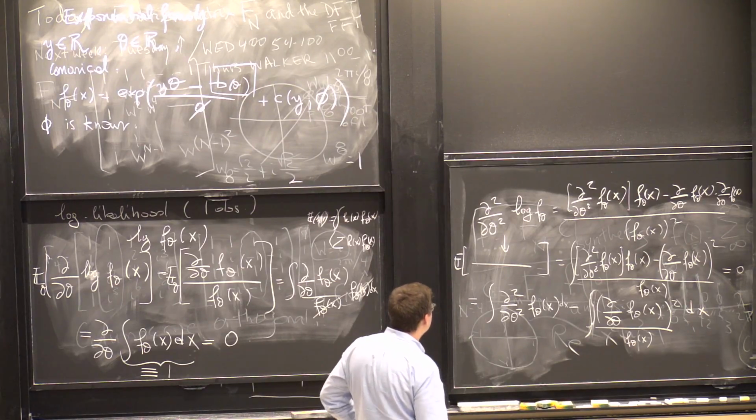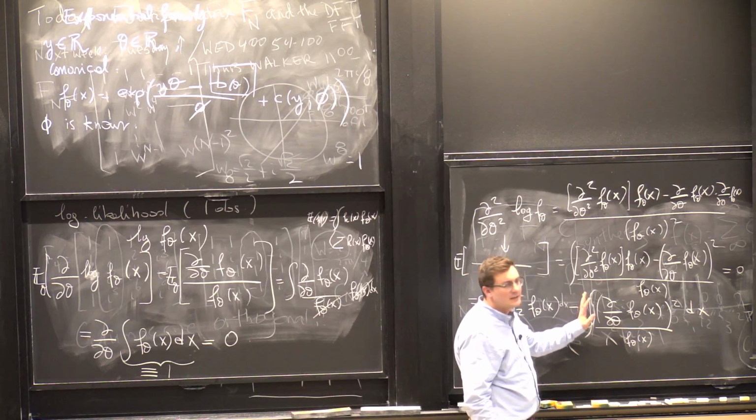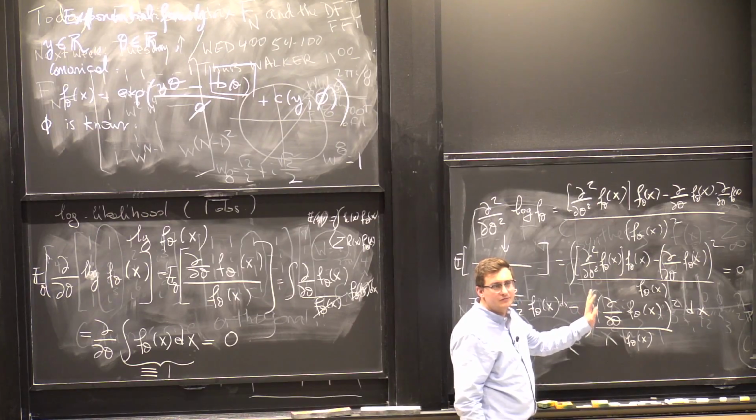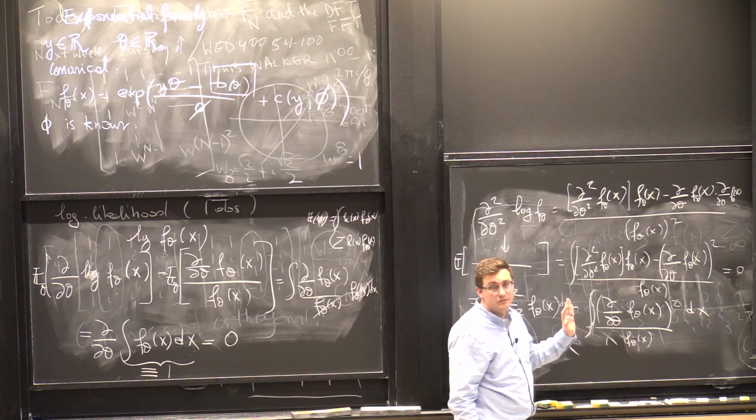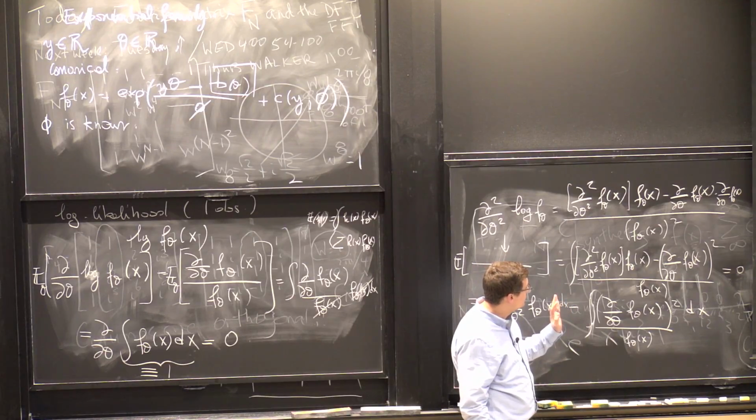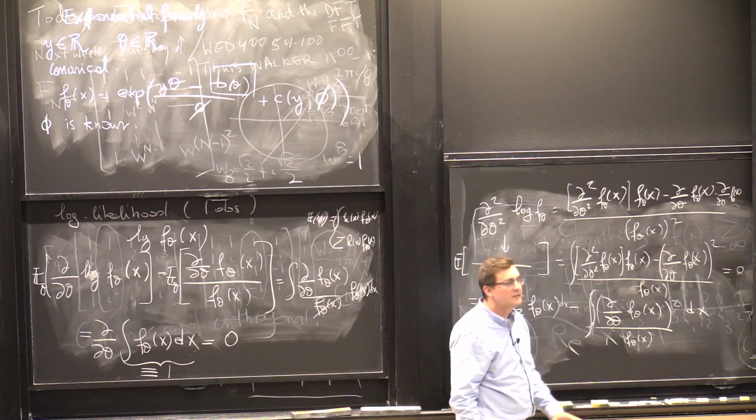Yeah, that's what I'm thinking of doing, but I'm going to get 0 for this entire integral, which means that I have the integral of a positive function, which is equal to 0, which means that this function is equal to 0, which sounds a little bad. It basically tells me that this function f theta is linear.